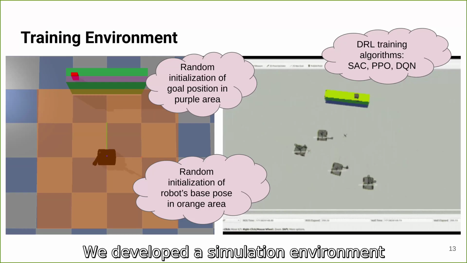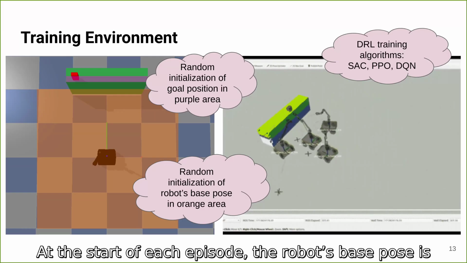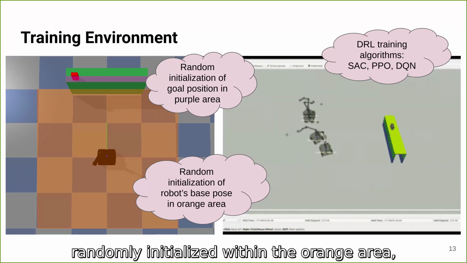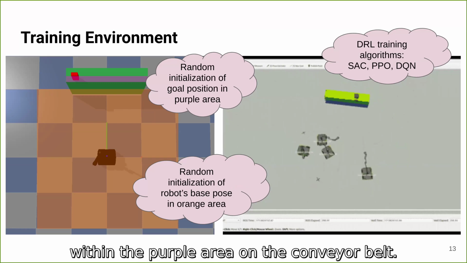We developed a simulation environment featuring a conveyor belt and a box to be picked up. At the start of each episode, the robot's base pose is randomly initialized within the orange area, and goal positions are randomized within the purple area on the conveyor belt.